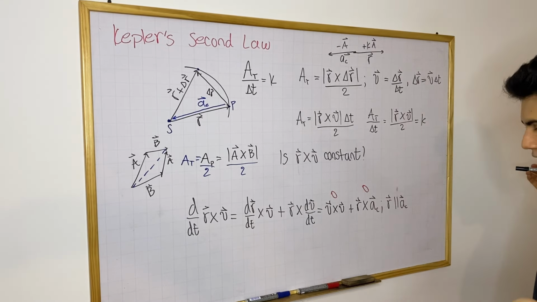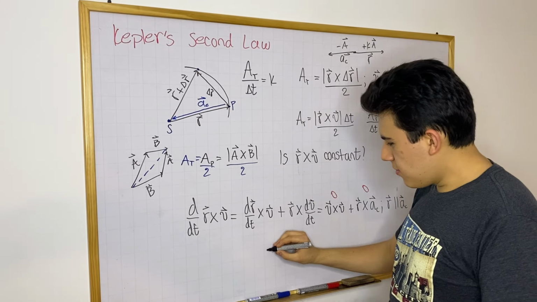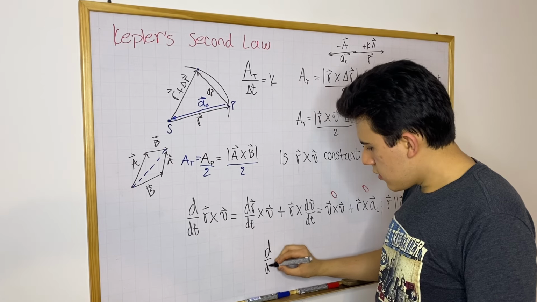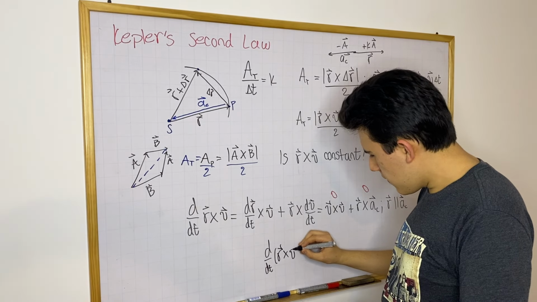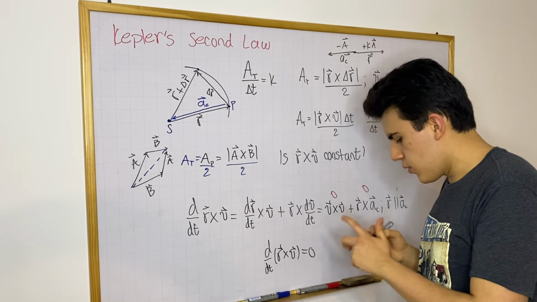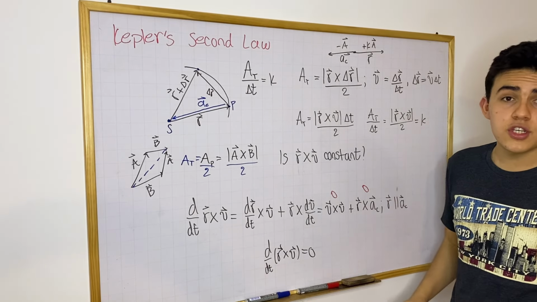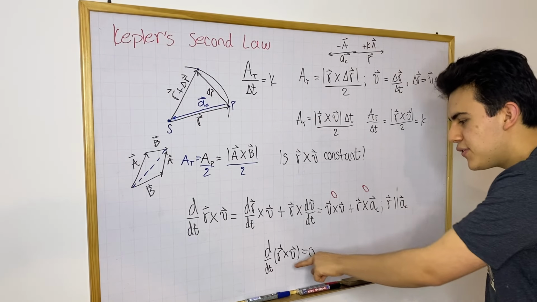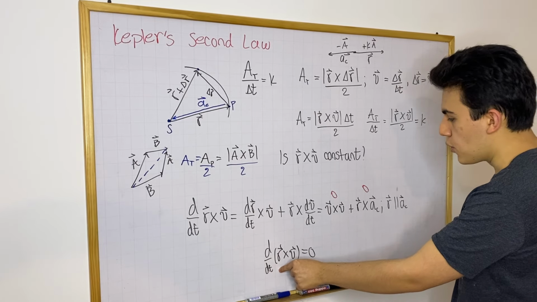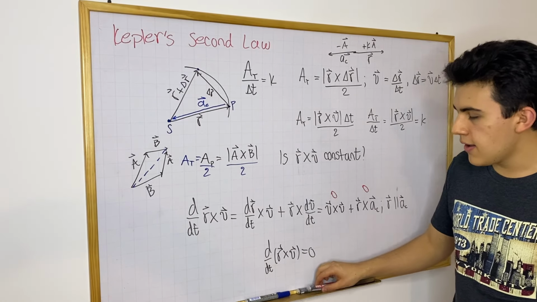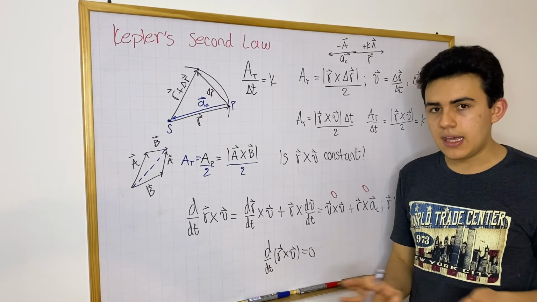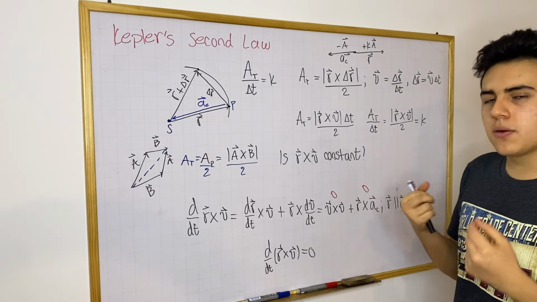Now, what does this mean? Well, this is very nice. This means that the derivative, d/dt of R cross V, well, we know this is going to give us zero, which is exactly what we were kind of wishing for, really. If the derivative of the normal vector is zero, that means that R cross V is constant, okay? And the magnitude of any constant vector is always going to be constant.